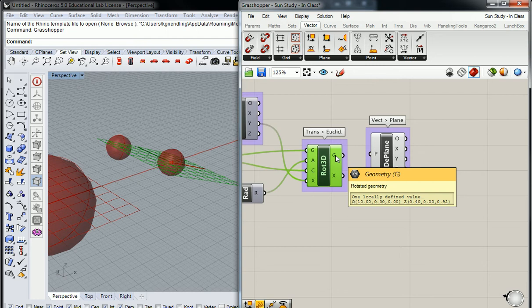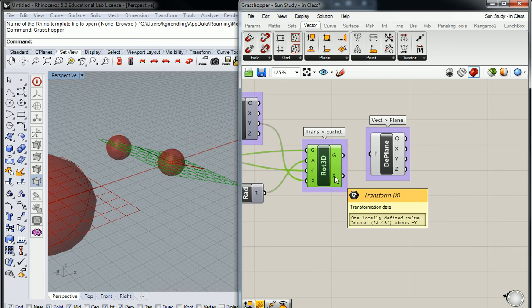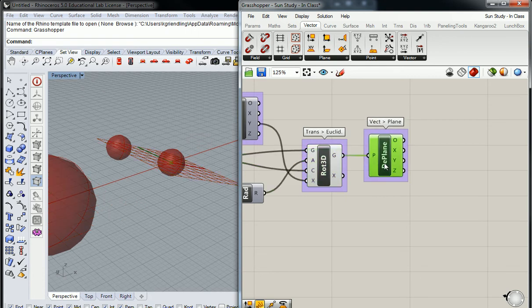Just another side note that's kind of interesting to be aware of is that not only does the rotate function give you the newly rotated geometry, but if you have other geometry that needs to follow suit, it also gives you a transform, where it basically passes through the command for you. And it says one locally defined value, rotate 23.45 degrees about y, which is pretty cool and pretty useful when you've got a lot of geometry that you have to rotate around a very similar axis. So that's a side note. Anyway, the geometry is what we want to deconstruct. So we plug that in.